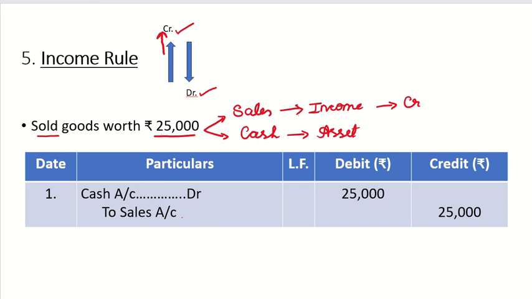Now, what is happening to cash here? When we are selling the goods, we are receiving the cash. So cash is increasing in the company. When an asset is increasing, we will debit the asset account. The asset account rule says that if it increases, we will debit. So what will be the entry here? Cash account debit to sales account, rupees 25,000. Fine.